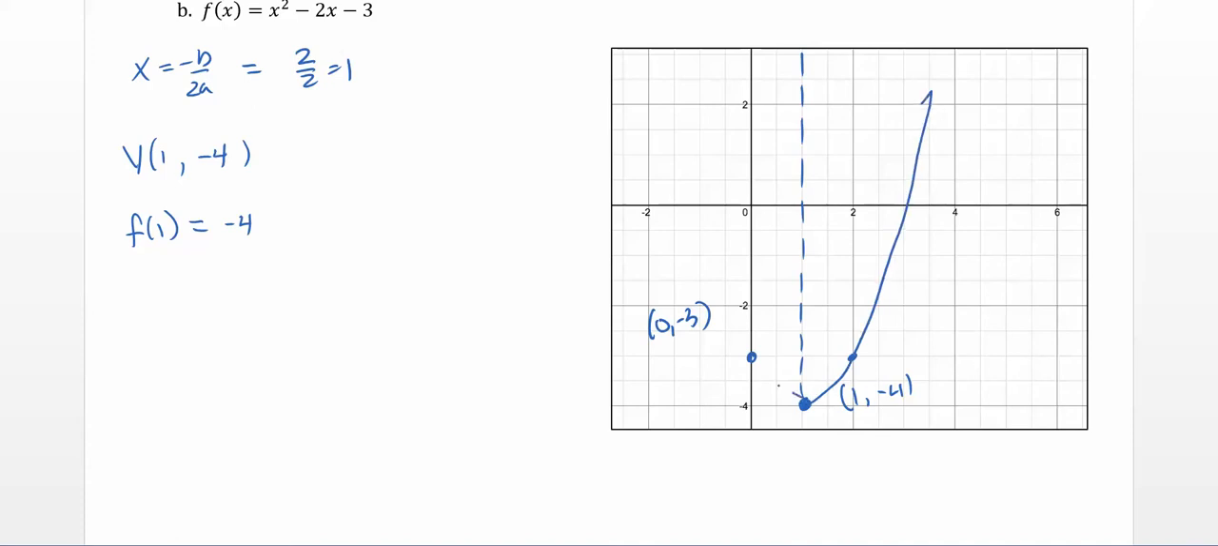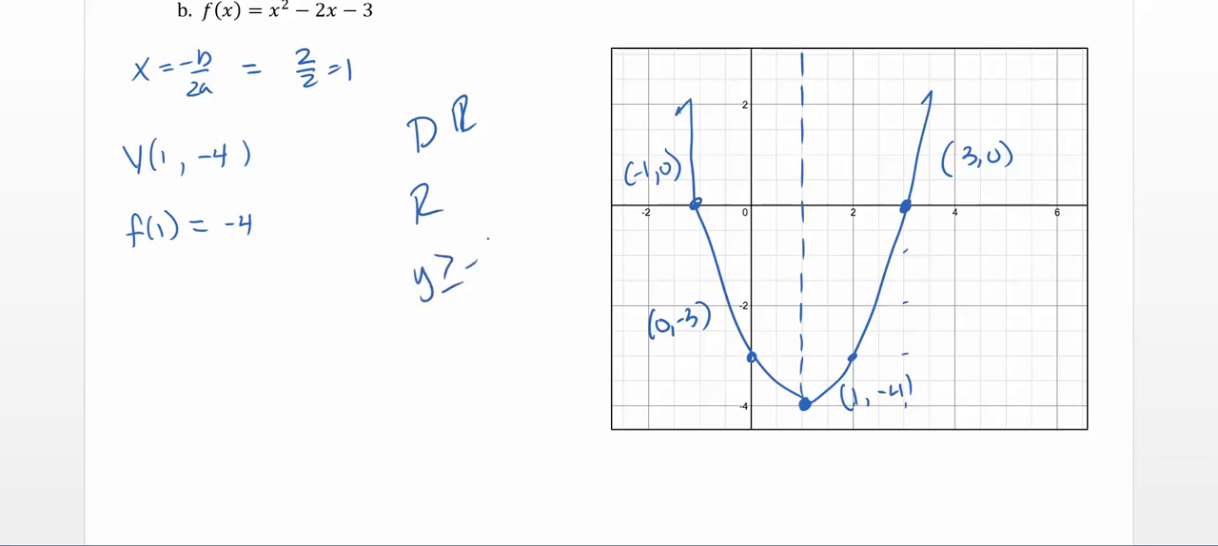So I'd have this going on, and then I'd have this going on. So if I wanted to check, though, I'd go over 1, up 1, over 2, up 4, 1, 2, 3, 4. So this point, my other x-intercept, which would be 3, 0, is on the graph. So 2 units the other way, this point over here, -1, 0, would also be on the graph. The domain is all real numbers, and the range is everything greater than -4. So all y is greater than or equal to -4, or we could say from -4 to infinity.